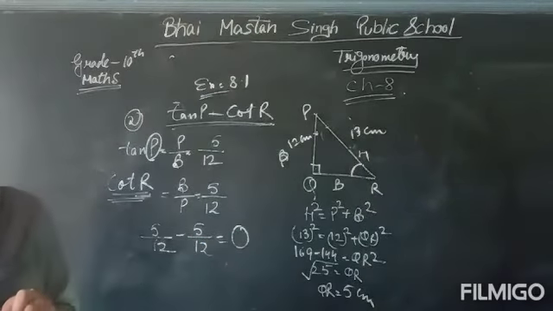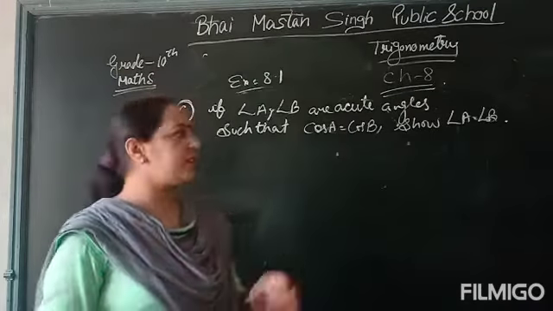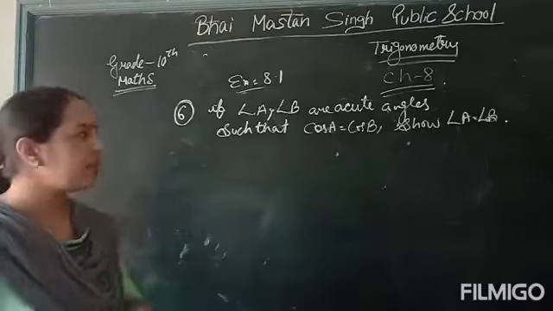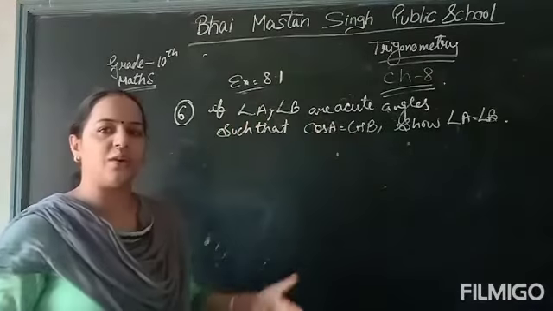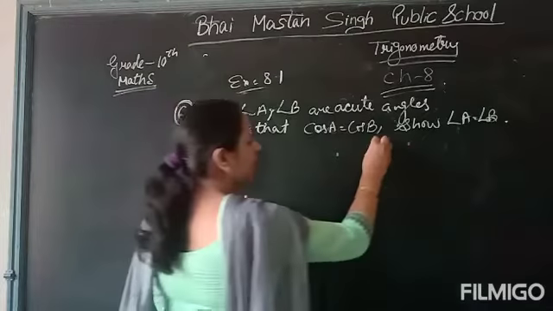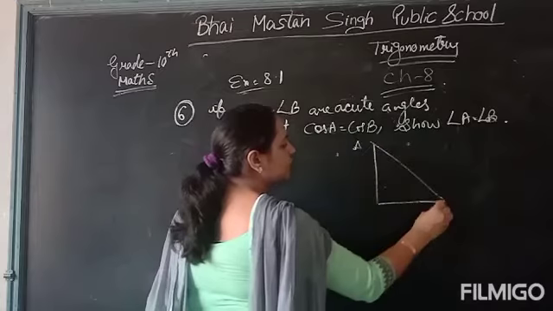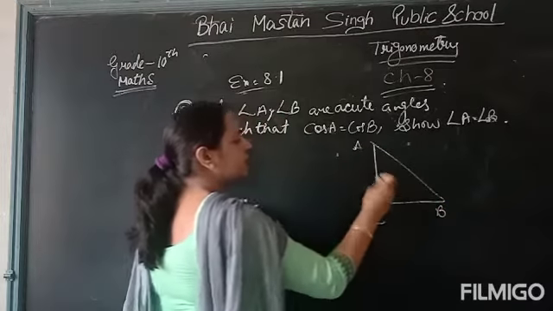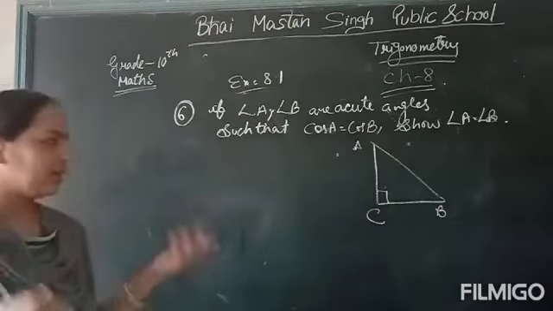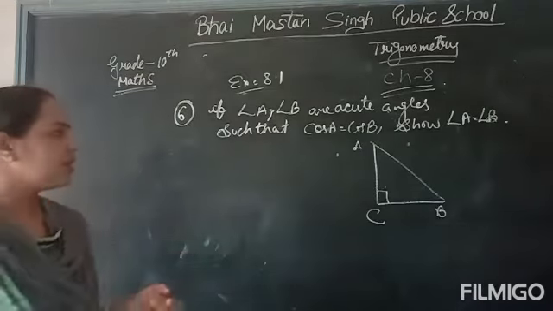Now the other questions you will solve by yourself. I am solving the 6th question. In the 6th question we are given that angles A and B are acute angles. I already told you in trigonometry we use only right angle triangles. So this must be a right angle triangle. If A and B are acute angles, C must be a right angle, a 90-degree angle, because we are talking about right angle triangles.